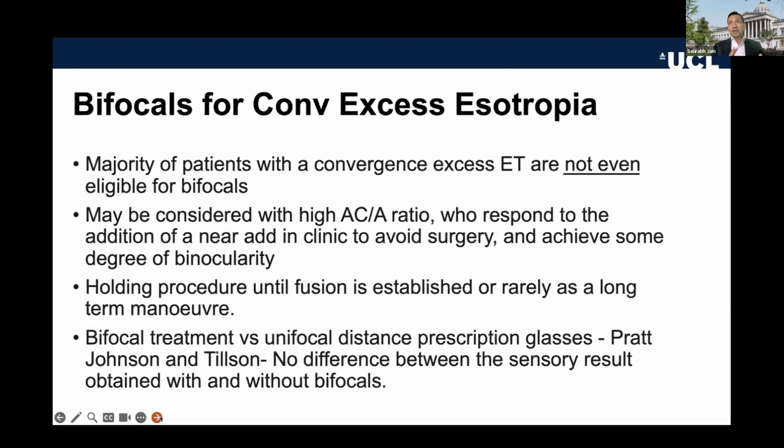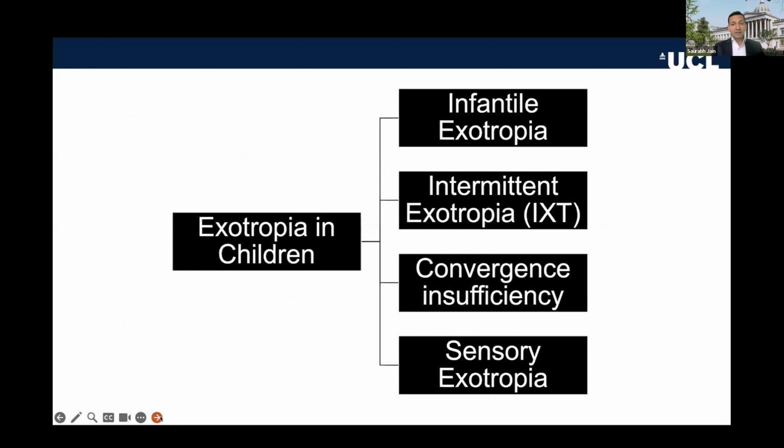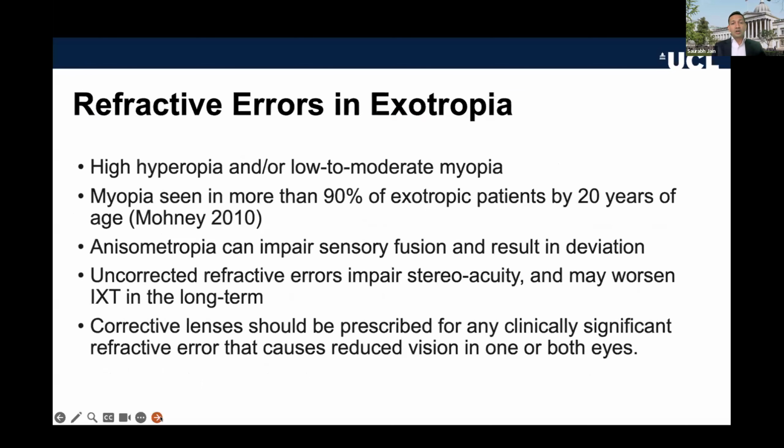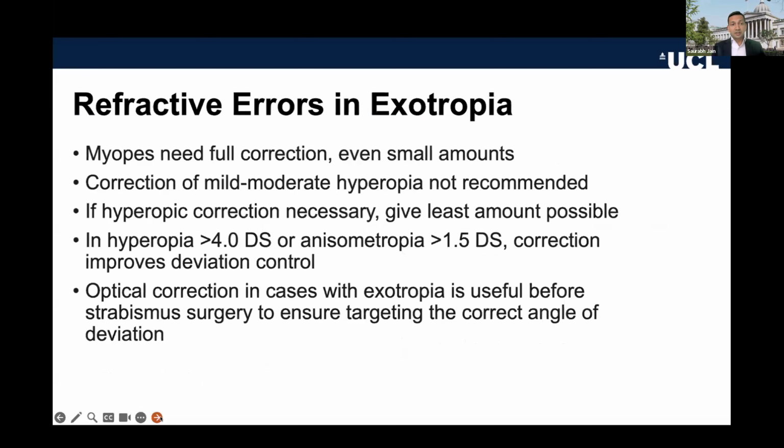In both of them, they had about a 7% failure rate. So quickly going on to exotropia, there are various kinds of exotropia you see in children. On the whole, this is easier. They're either high hyperopic or low to moderate myopic. And on the whole, you want to correct the refractive error in these children.